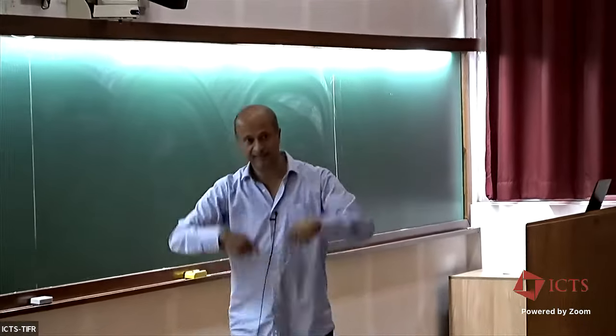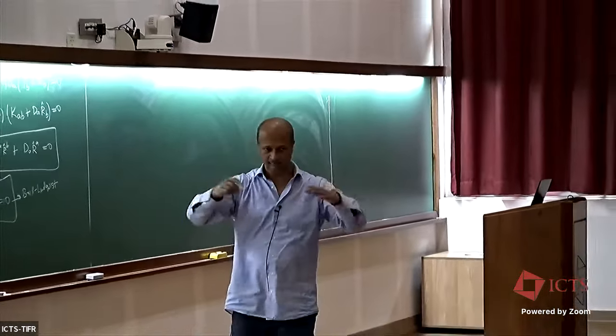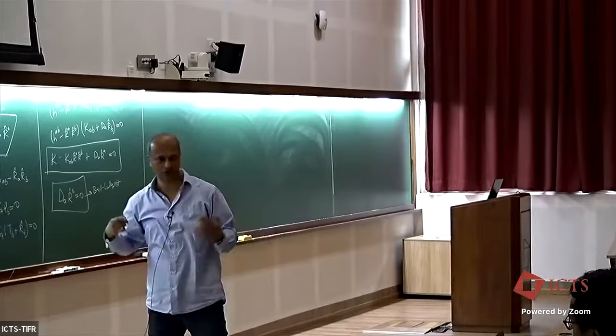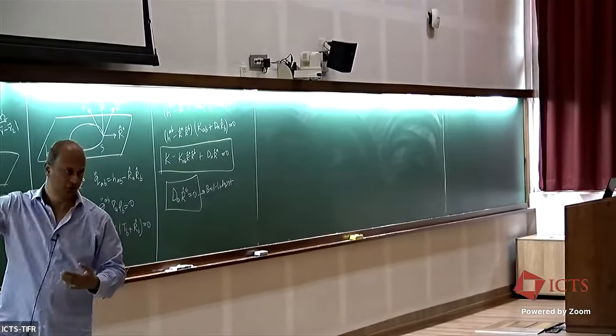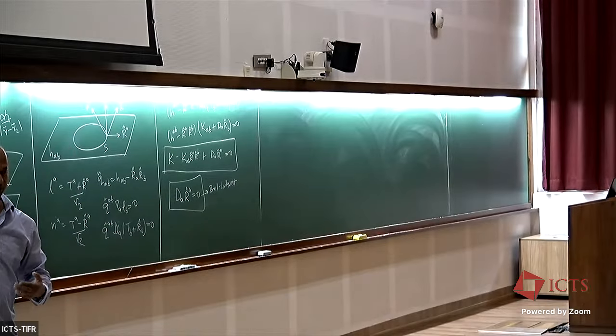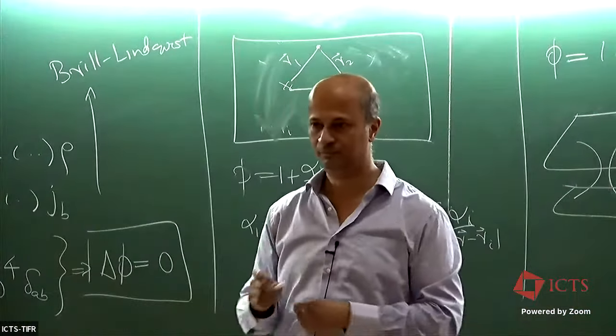Once you evolve the data, then at later times, the metric is not conformally flat, and the extrinsic curvature is not 0 at later times. It's only in the initial data that this is true.